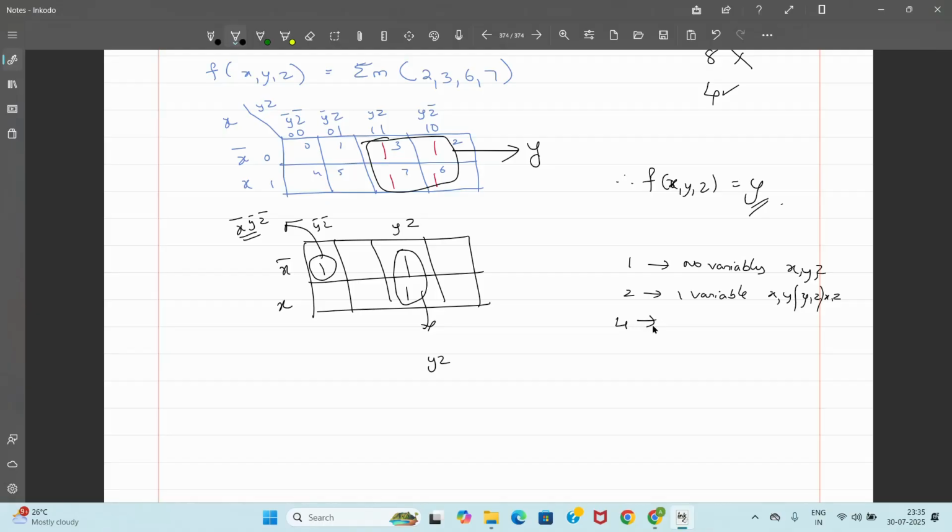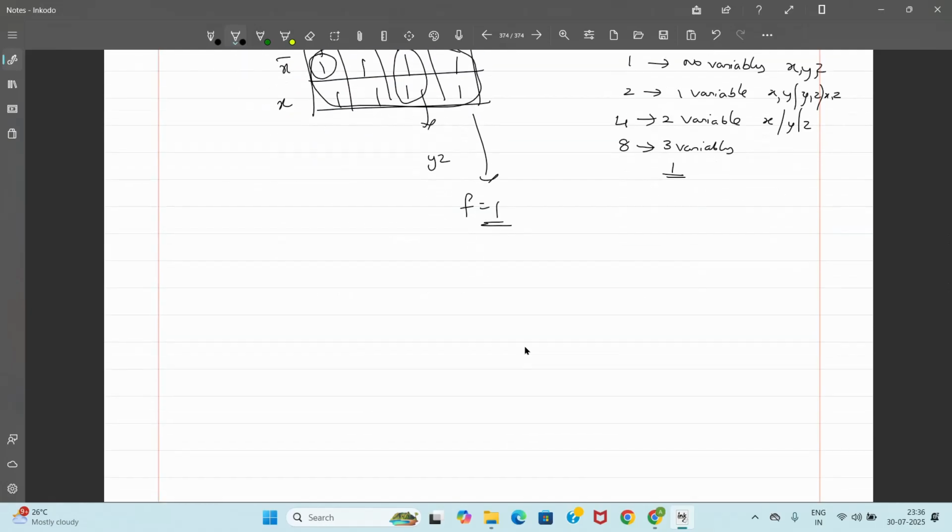If you make a quad, you will be able to eliminate 2 variables, in which case your answer can be in terms of x or x bar, y or y bar, z or z bar. Only one variable answer will be there. And if at all you get to make an octet, then you can eliminate all the 3 variables and your answer will be 1. That is, if you have a question like this where all of them can be grouped into one octet, then your final answer will be 1. So this is how the three variable K-map problems are solved. Next we'll go for the four variable K-map.